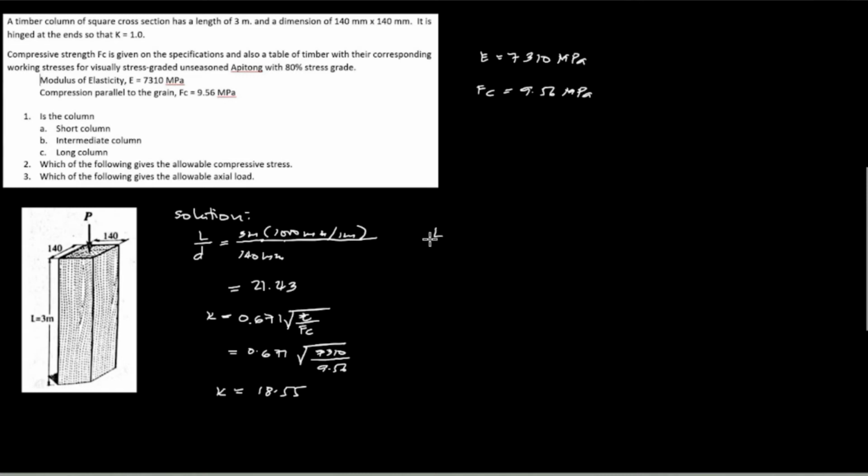The ratio L over D, which is equal to 21.43, is greater than the value K, which is equal to 18.55. Therefore, the column is said to be a long column.